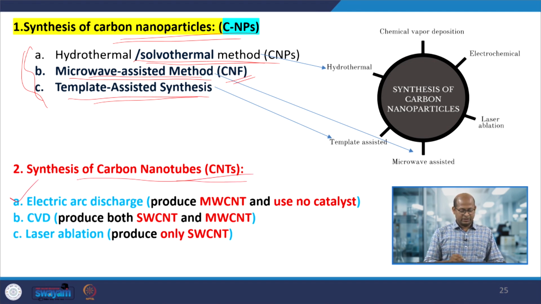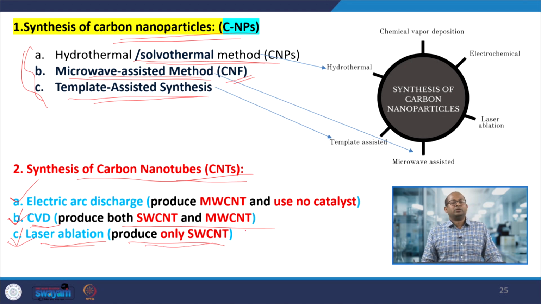Apart from that, there are some other methods also. The electric arc discharge method we can use to prepare multiwall carbon nanotubes, and in this process we do not have to use any catalyst. And the CVD method is also there. In this method both single wall and multiwall carbon nanotubes we can prepare. Or the laser ablation method is also available, and that method we can also use for preparation of single wall nanotubes.